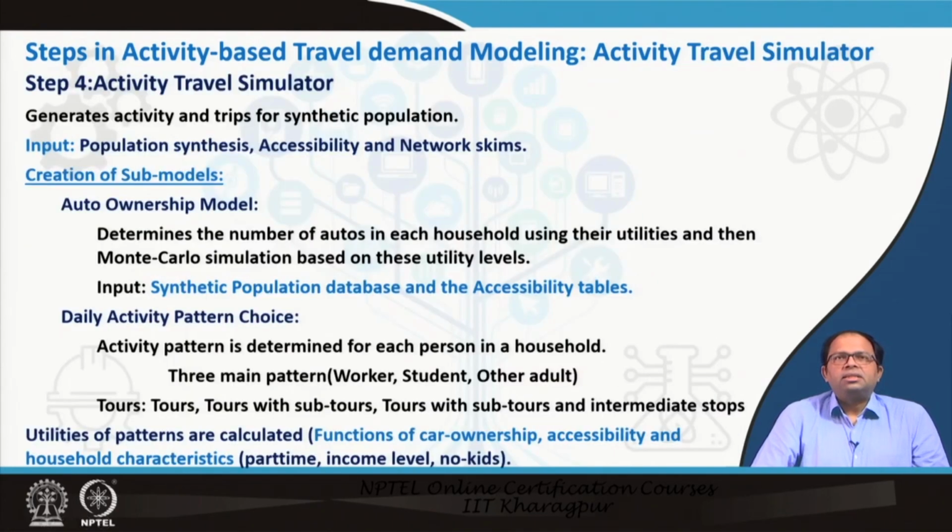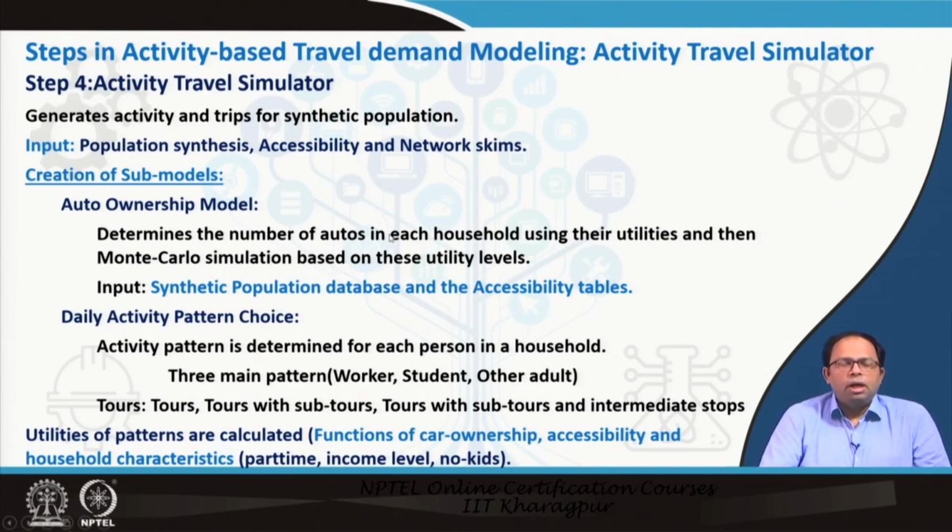So then is the main step, which is the activity travel simulator. This step generates activities and trips for the synthetic population. The input is the population synthesis, that population data that we generated, then accessibility and the network skims. These are the data sets that we actually use.